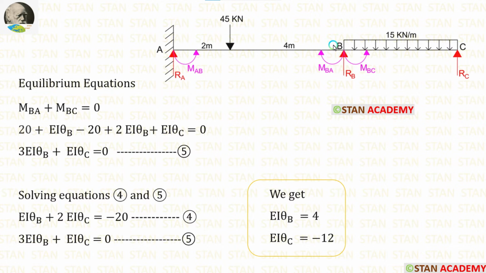We already know the second equilibrium equation can be made in the joint B. In the joint B, MBA plus MBC is equal to 0. We have already formed the slope deflection equations for MBA and MBC. We can apply them. After adding all of the values, we are getting the second equilibrium equation. Let us keep this equation as number 5.